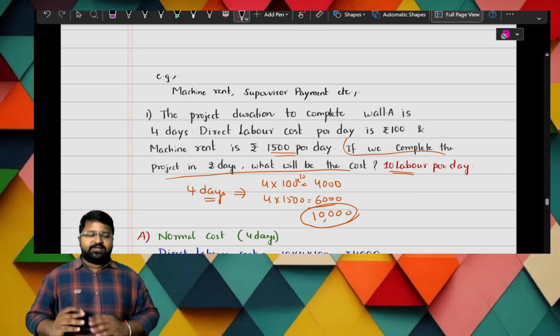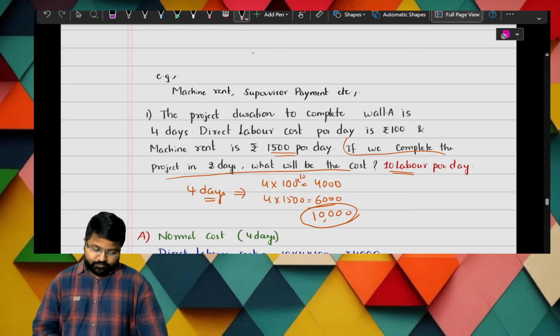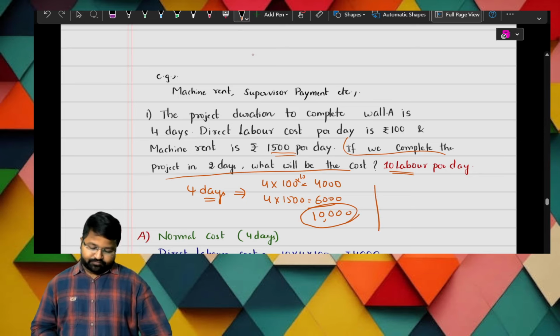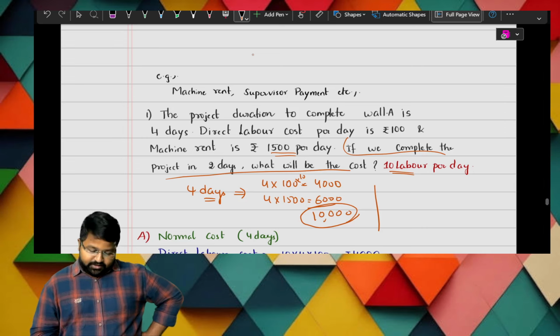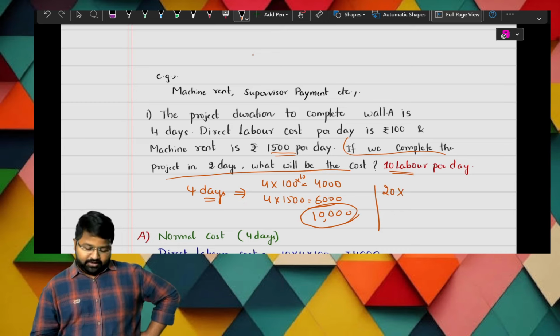So automatically that is the case. For 2 days, how many costs do we incur? Please calculate that part. For 2 days, we are incurring extra labor. We have taken 20 labor and 20 labor, for 2 days, and the cost is 100. Automatically, the cost is 4000.